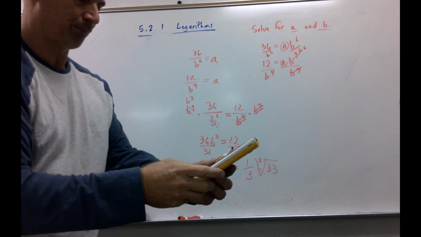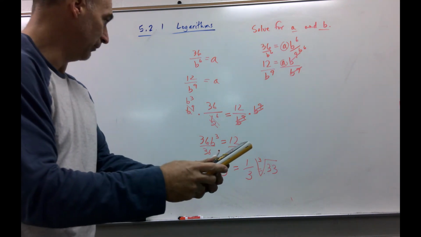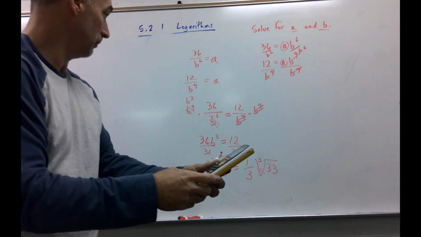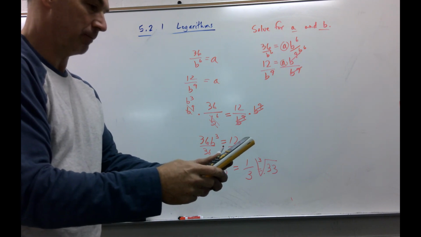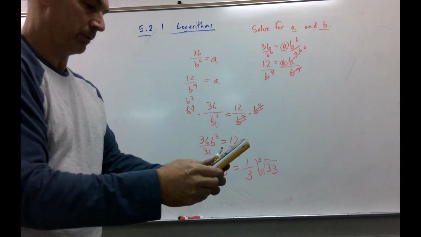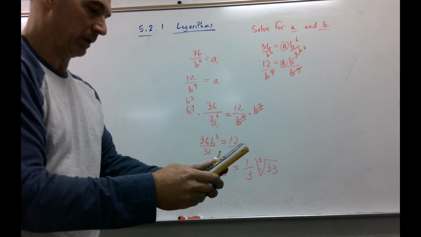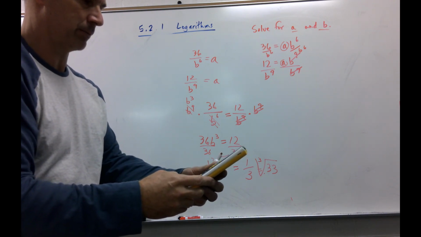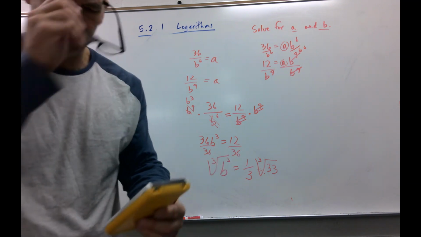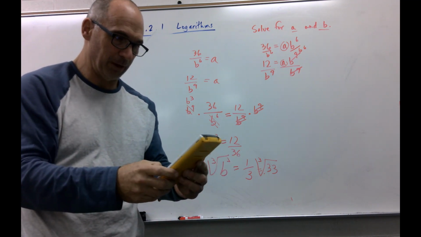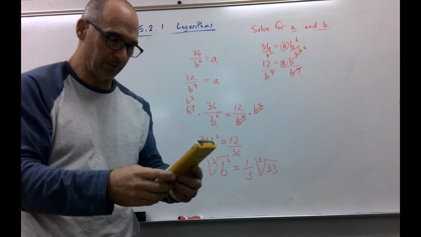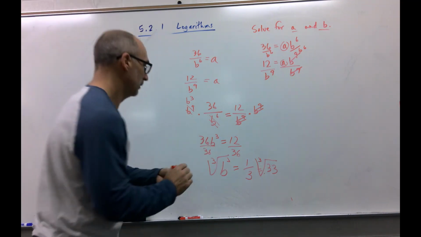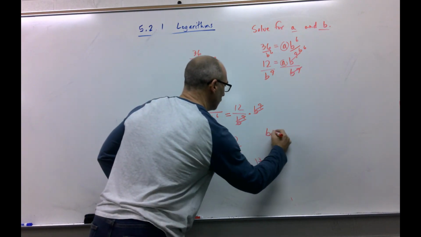But 0.33 raised to the 1/3 power, okay, 0.33 raised to the 0.33 power, okay, let's see this. I keep screwing up these buttons. 0.33 raised to the 0.33 power is 0.69. So I get B equals 0.69.